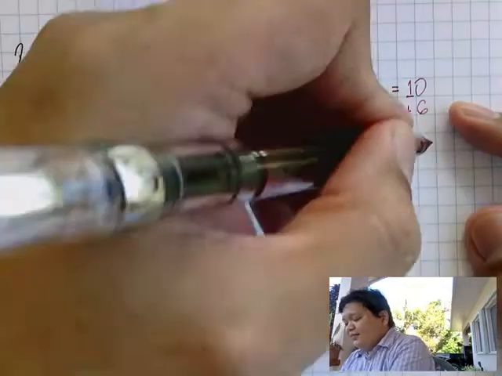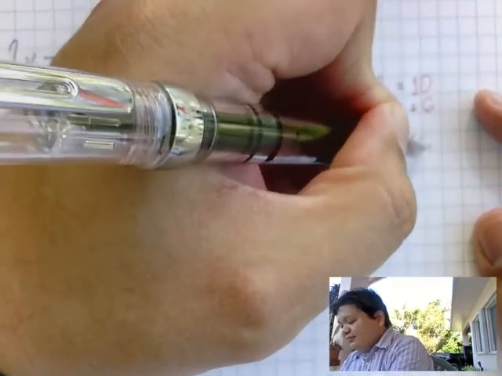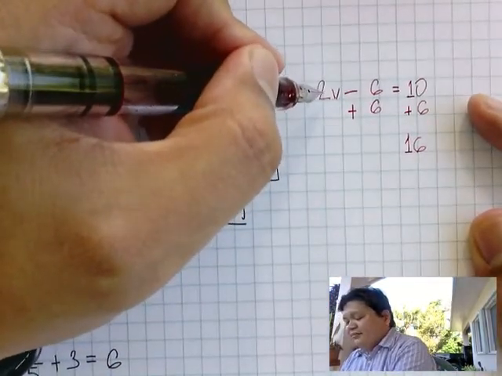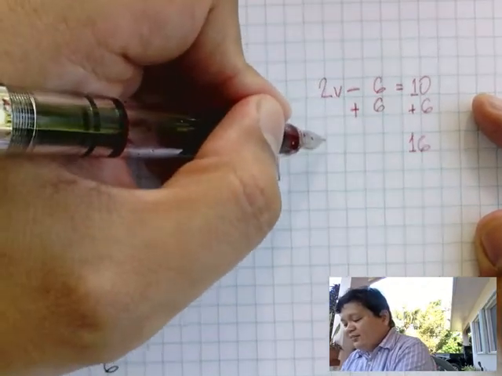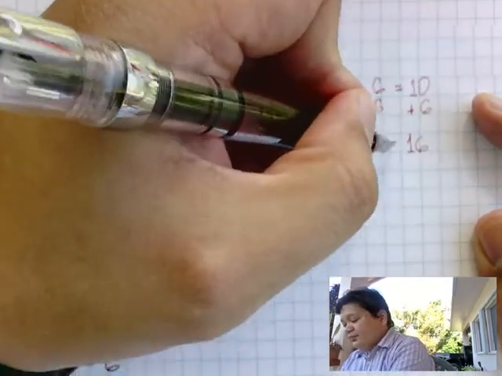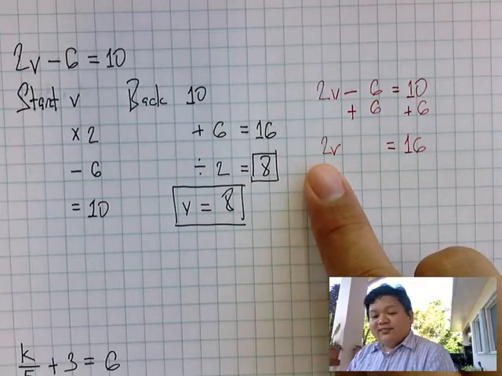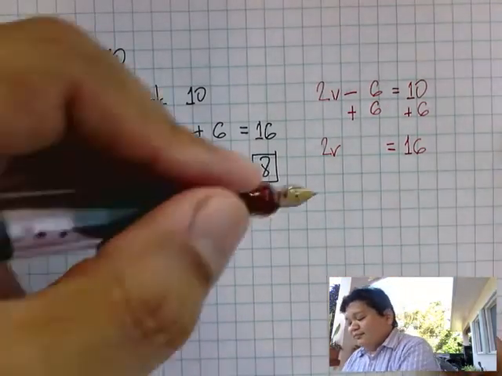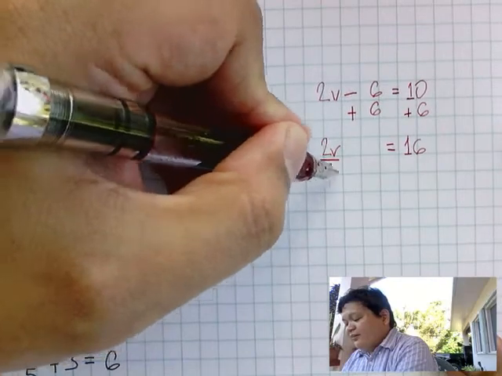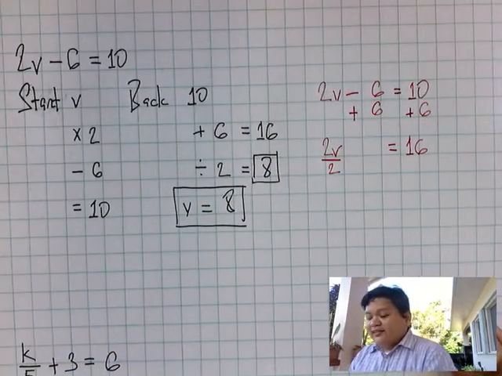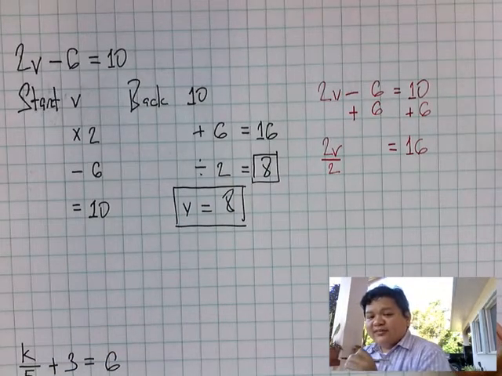10 plus 6 is 16. And then everything that survives from the first line is just 2v. Now, to get rid of multiplying by 2, we need to divide by 2. So we divide by 2 on the left side. However, since we did it to the left, we must also do it to the right.